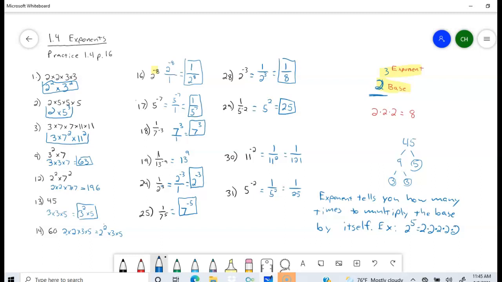All right, so obviously it's a whole lot shorter to write 2 to the 5th than it is 2 times 2 times 2 times 2, especially if you get into high ones like 2 to the 50th. All right, let's move on to 1.5.